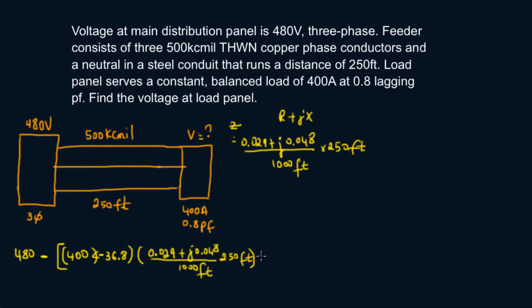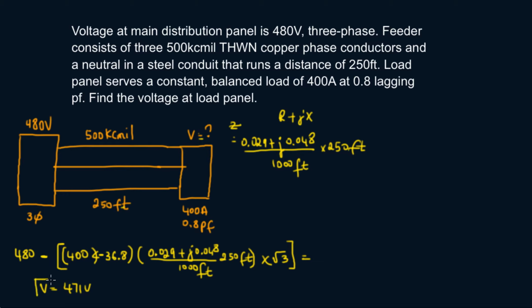So let's go ahead and multiply this by square root of 3 to bring it back to a line to line voltage. So this is pretty much it. You set it up this way and plug it into your calculator, and the answer would be in volt. So V is equal to 471.